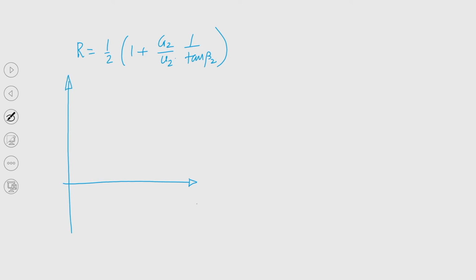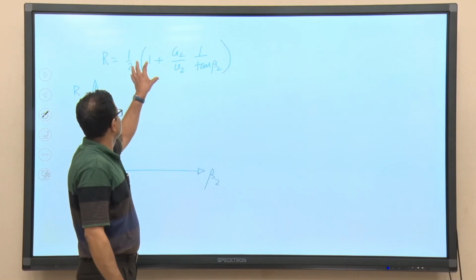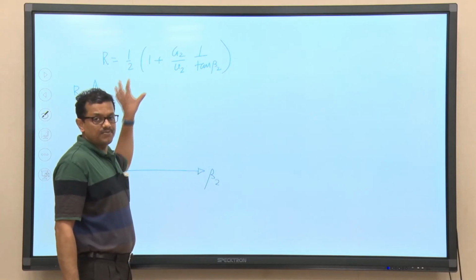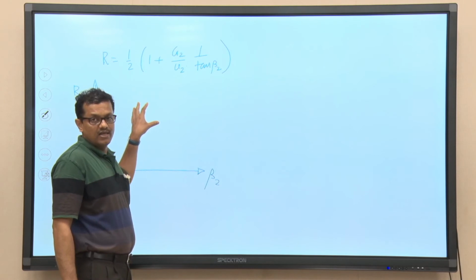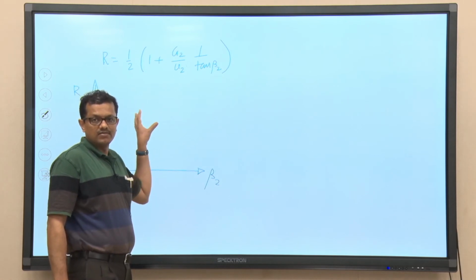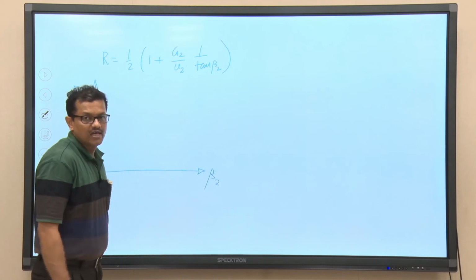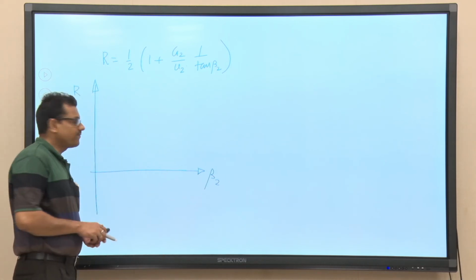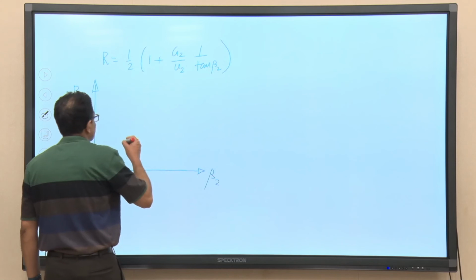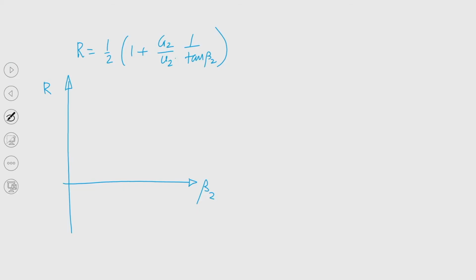So, this is beta 2 and degree of reaction R. At least if we try to map this functional relationship in this plane, then looking at this plot, a designer can have information before he or she goes to design the pump.